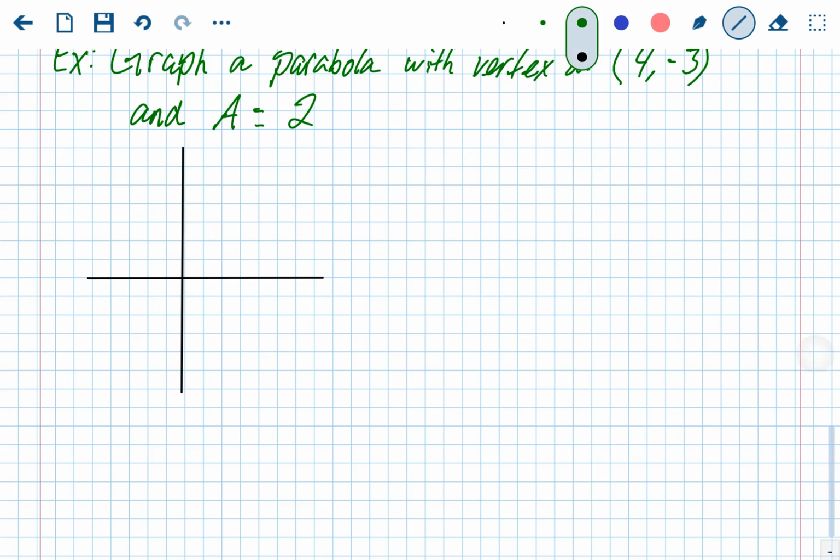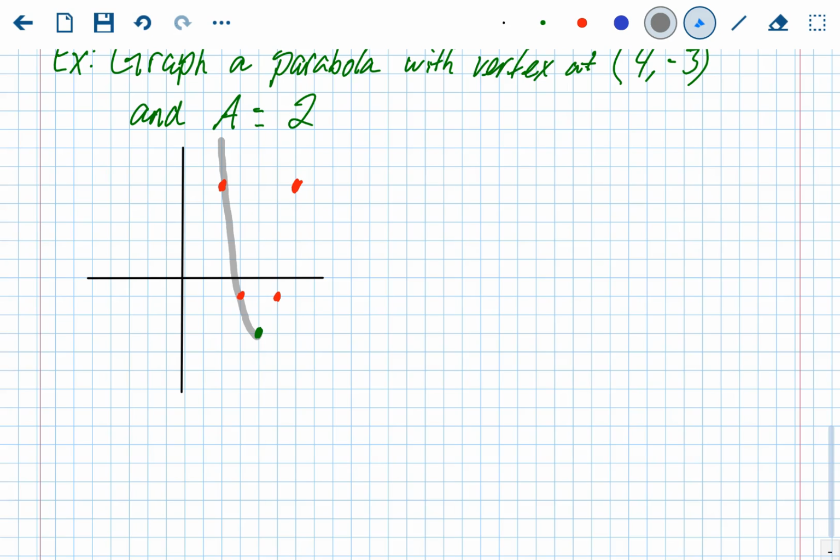We know the vertex is still 4, -3. And now we have an A value of 2. So instead of going over 1, up 1, it's going to go over 1, up 2. And instead of over 2, up 4, it's going to be over 2, up 8. And then, of course, reflect those. All right, so that's the graph.